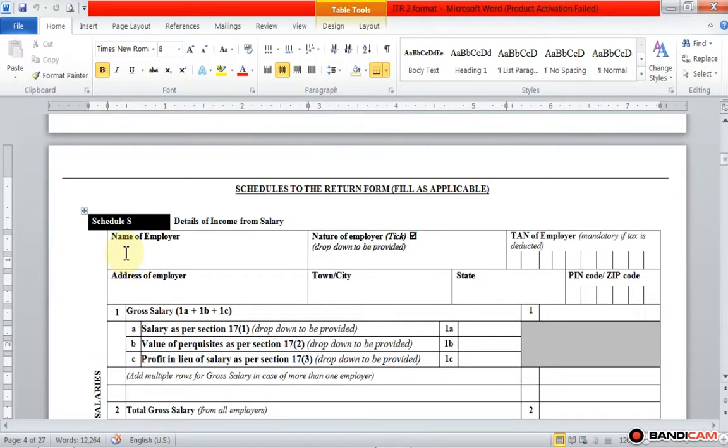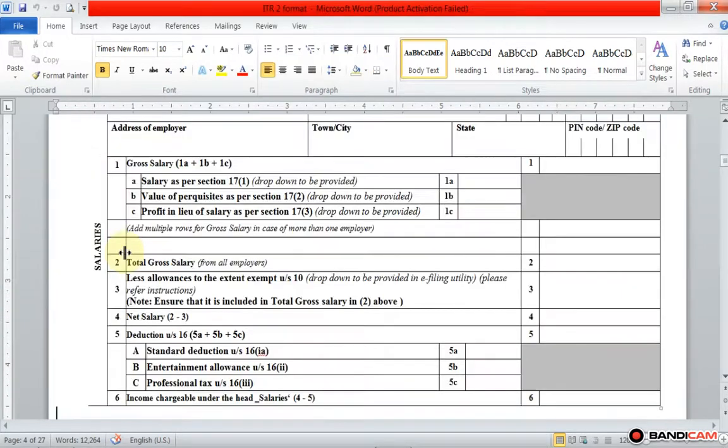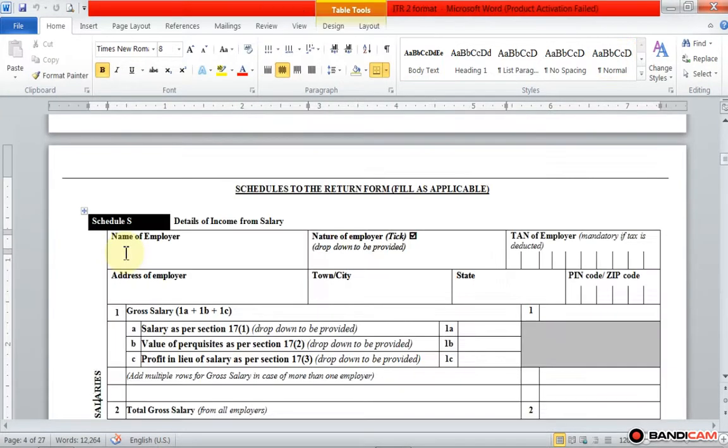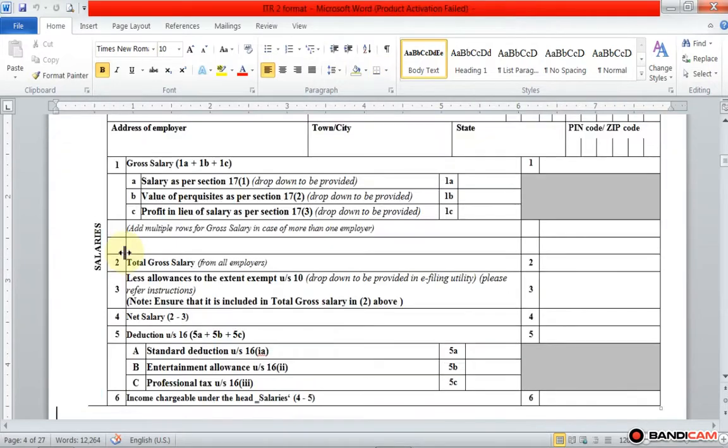So we already discussed the general information of the assessee for filing income tax return 2, as well as we studied Schedule S, relating to salary, or the assessee who earns income from two or more houses. Then the assessee will file income tax return 2. Schedule S includes name of employer, nature of employer, address of employer, town, city, state and pin code of employer, TAN number of employer. Then we compute salary.